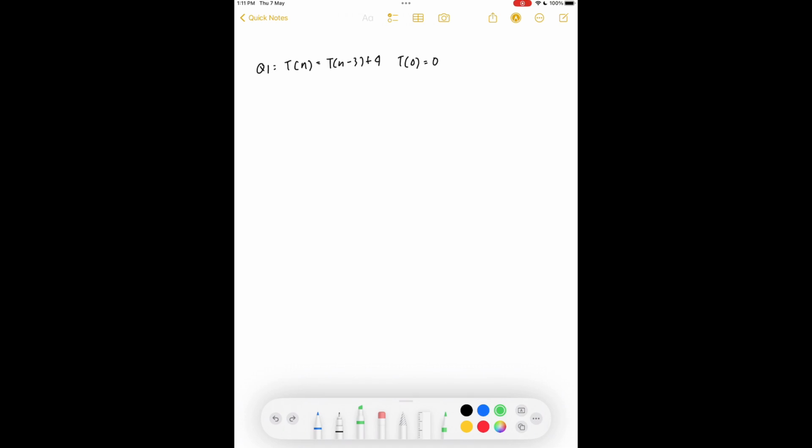Okay, so we have Tn minus 3. So what is this supposed to mean? This is the recurrence part. And then we also have plus 4. So this is the non-recurrence part. We have a recurrence and non-recurrence part. And then at the side over here, we have the base case. So what does this actually mean?